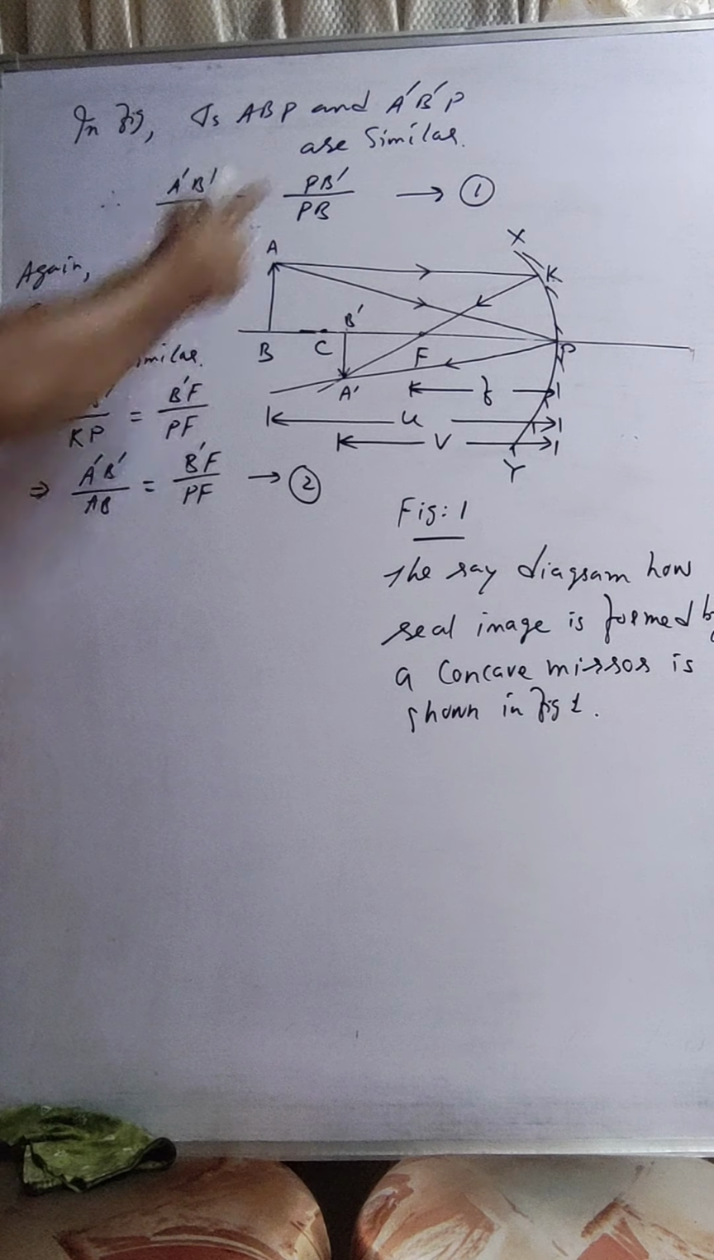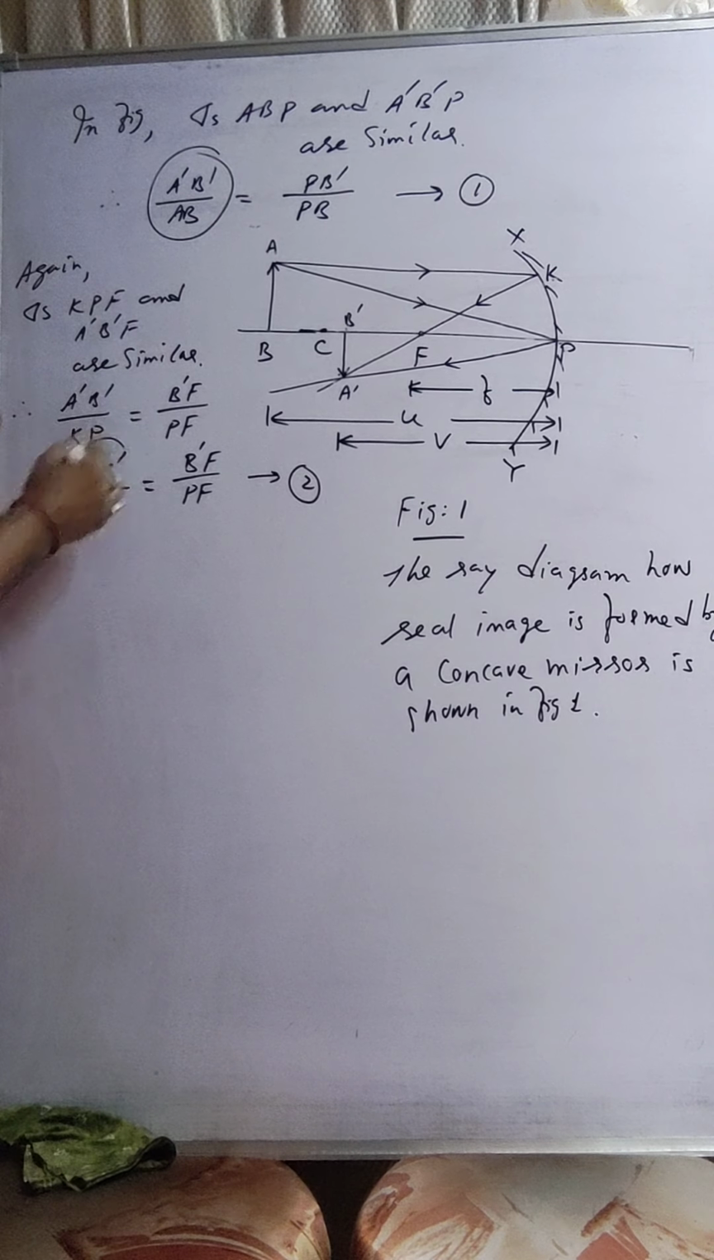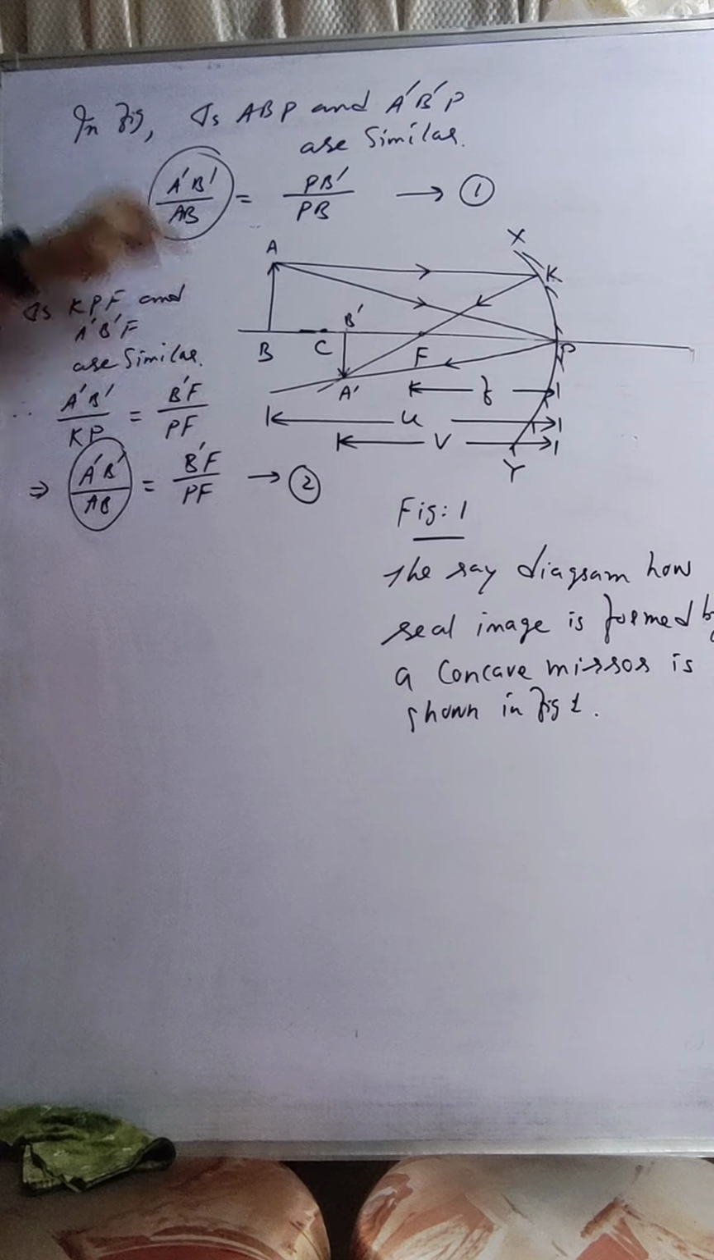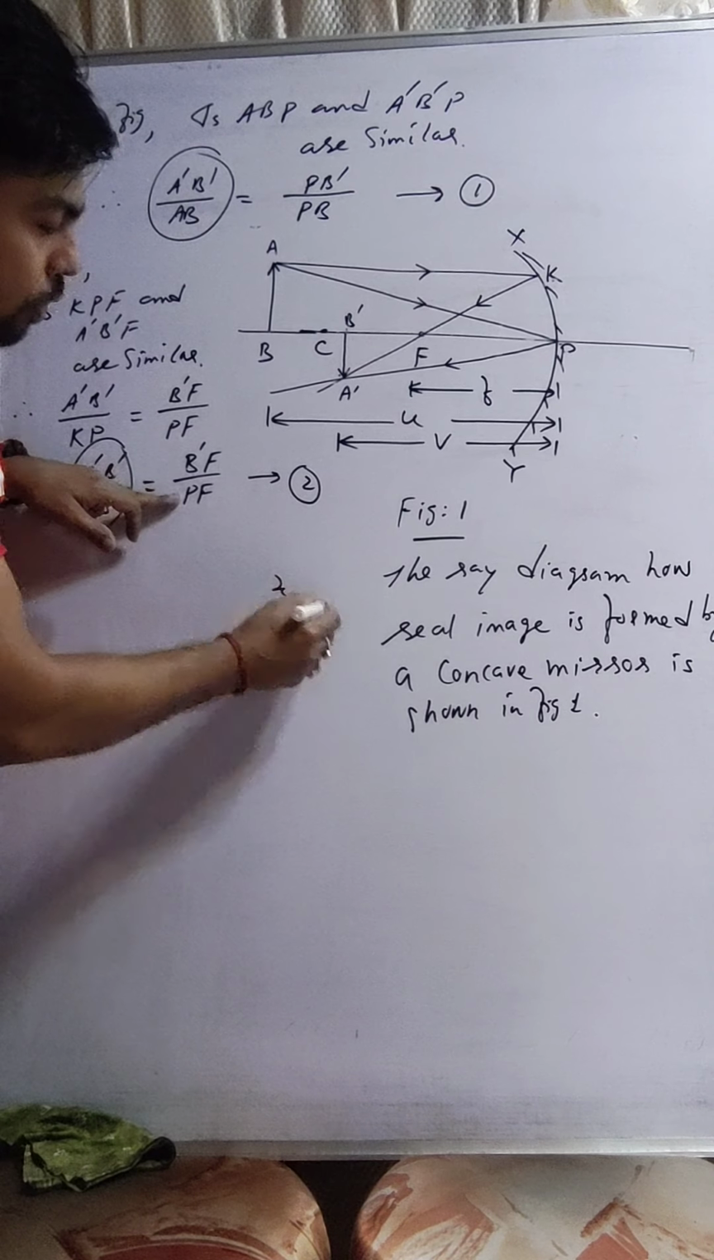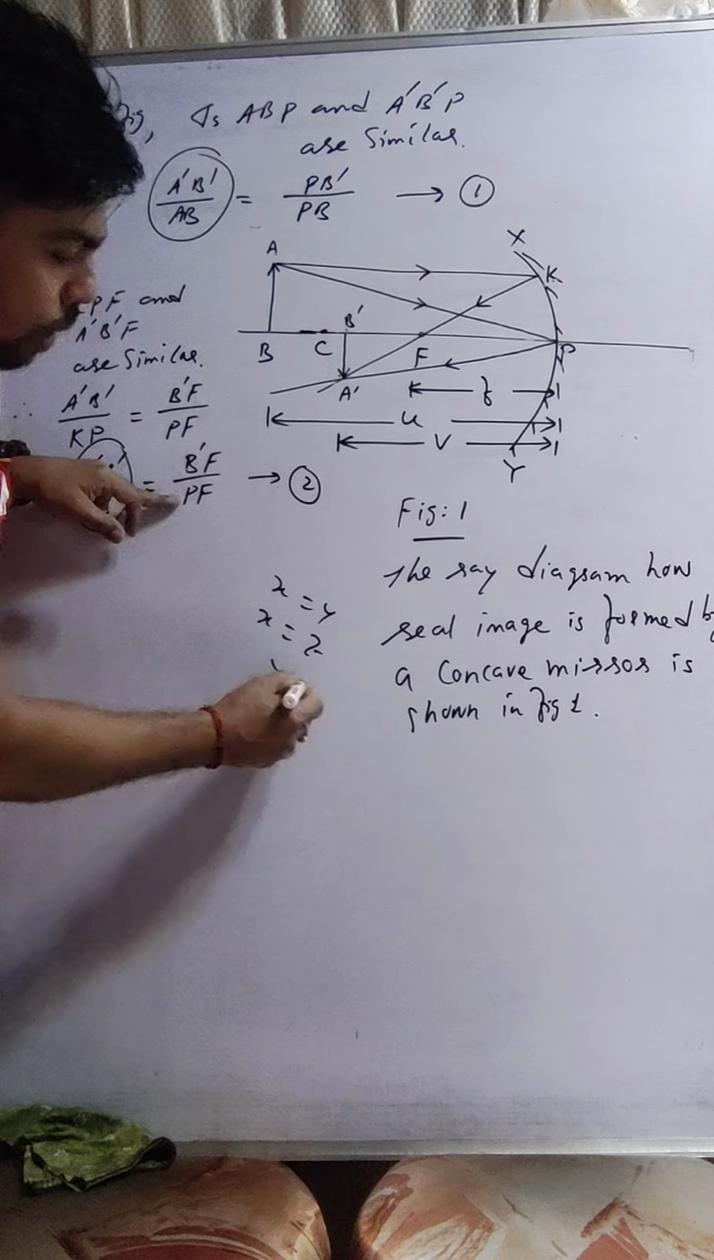Okay, now in equations 1 and 2, the left hand sides are equal, so you can equate the right hand sides also. Because left hand sides are equal, right hand sides must be equal. Because you know, if x equals y and x equals z, that means y equals z.